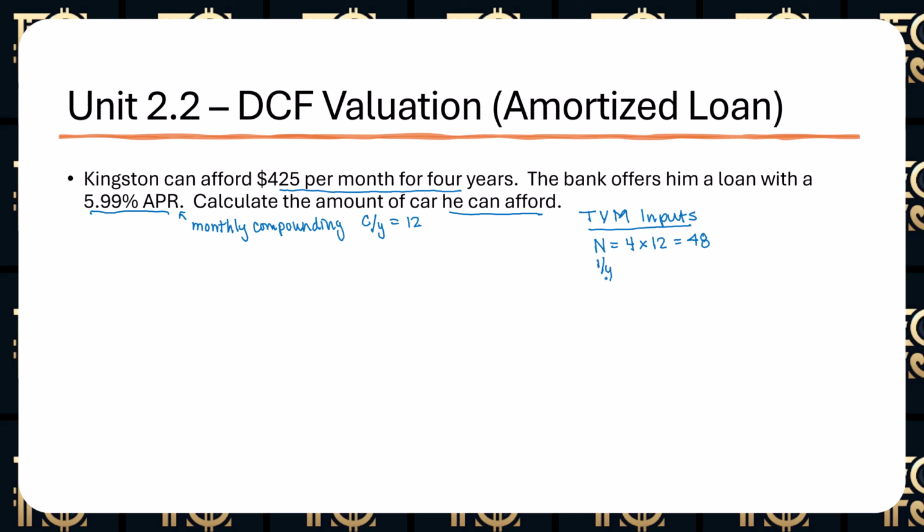Our IY is going to be 5.99%. Again, we're going to turn that into a monthly interest rate by dividing it by 12. We are trying to find the present value of this potential car loan. He believes he can afford $425 payments, $425 per month for his monthly payment. And hopefully the future value of all loans is 0.